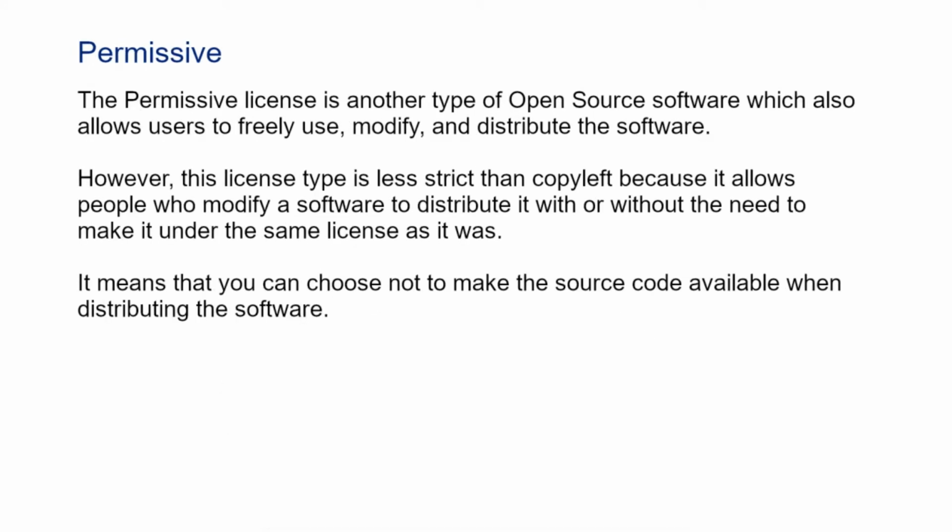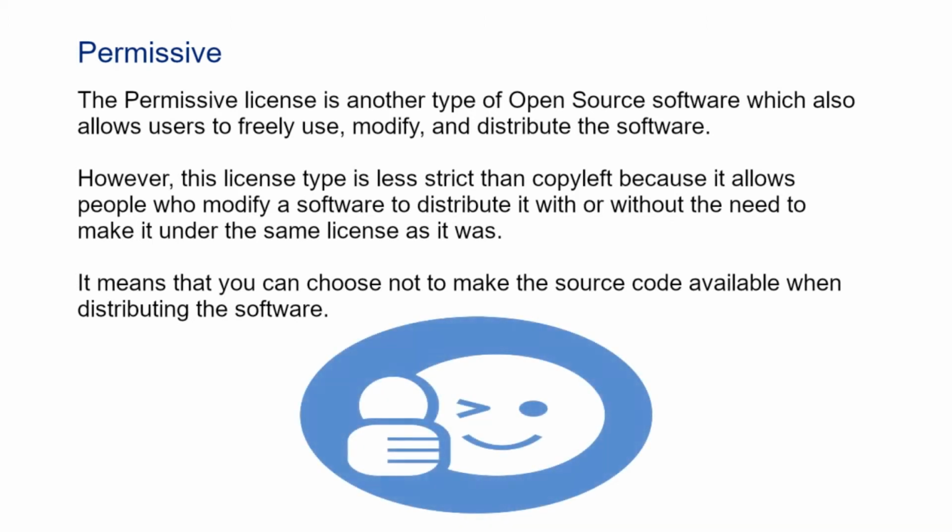Permissive. The permissive license is another type of open source software which also allows users to freely use, modify, and distribute the software. However, this license type is less strict than copyleft because it allows people who modify software to distribute it with or without the need to make it under the same license as it was. It means that you can choose not to make the source code available when distributing the software.